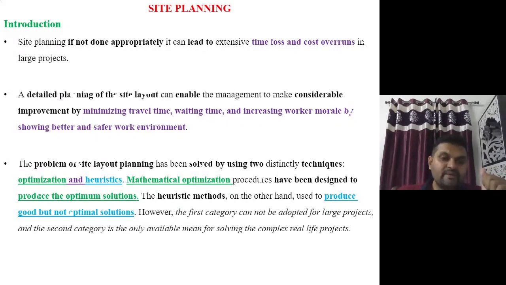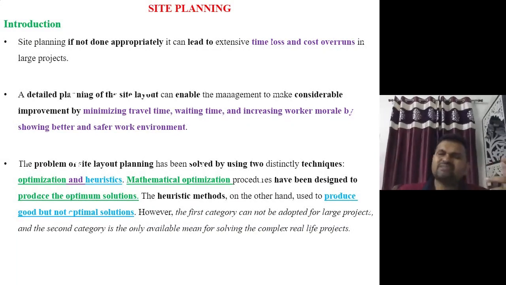So when I'm going for site planning or site layout planning, there are two approaches. One is optimization and the second is the heuristic approach. Optimization means mathematical optimization, which produces the optimal solution. And a heuristic approach produces a good but not an optimal solution.